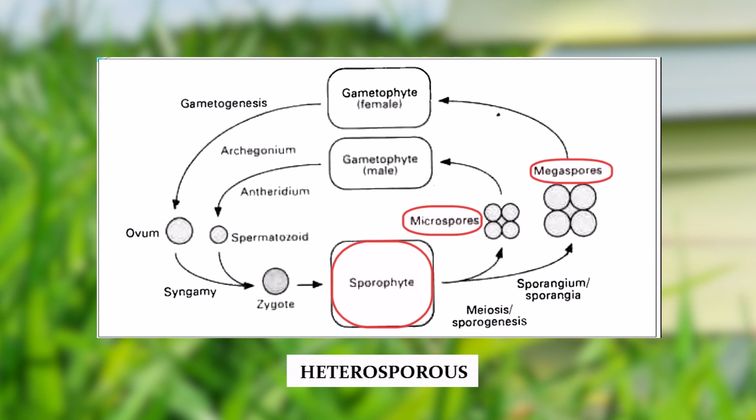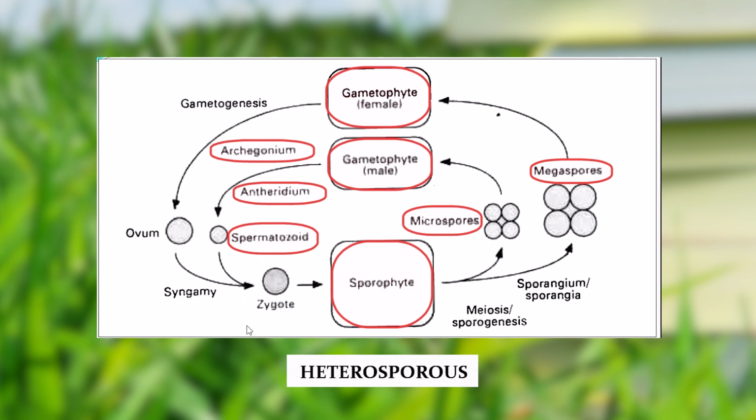These microspores, as you can see, will be forming the male gametophyte, and the megaspores on germination will form the female gametophyte. Now each gametophyte will produce the antheridium and archegonium containing the spermatozoids or sperms and the egg. Syngamy will take place and a diploid zygote will be produced, and this zygote will further again form the sporophyte, thus completing the life cycle.